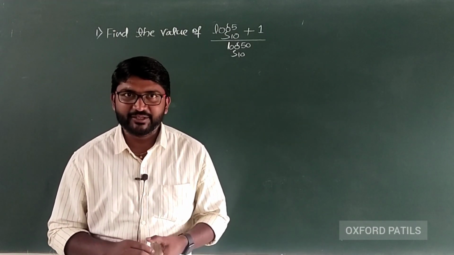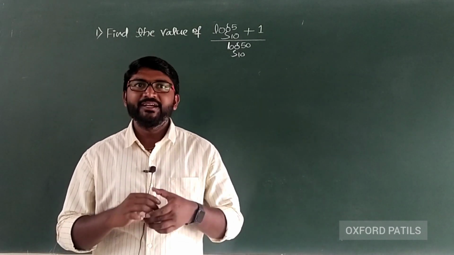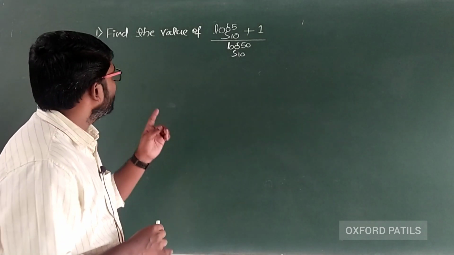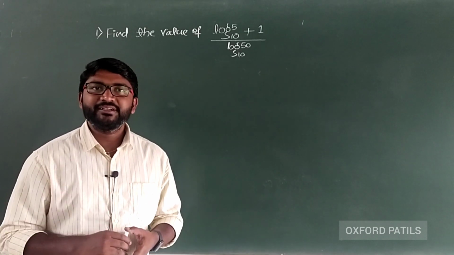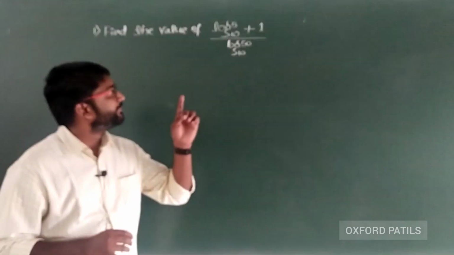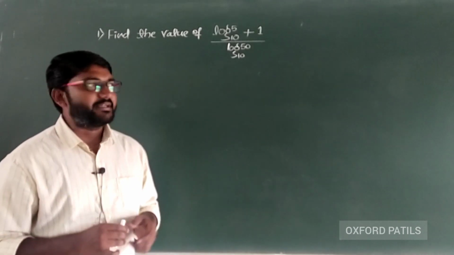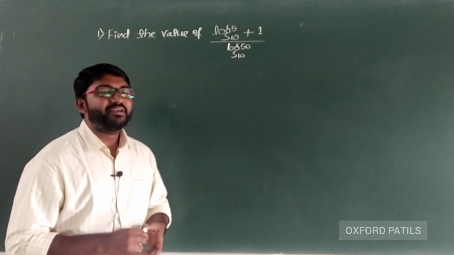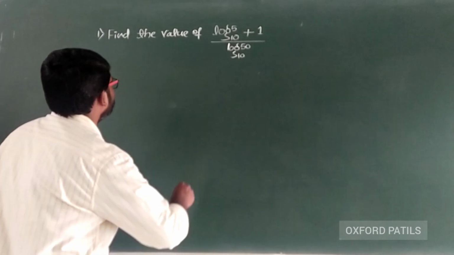So in the last class I gave the properties of logarithms. In today's class, let us solve some problems on properties of logarithms. Here the question is: find the value of log 5 to the base 10 plus 1 divided by log 50 to the base 10. Let us simplify this.